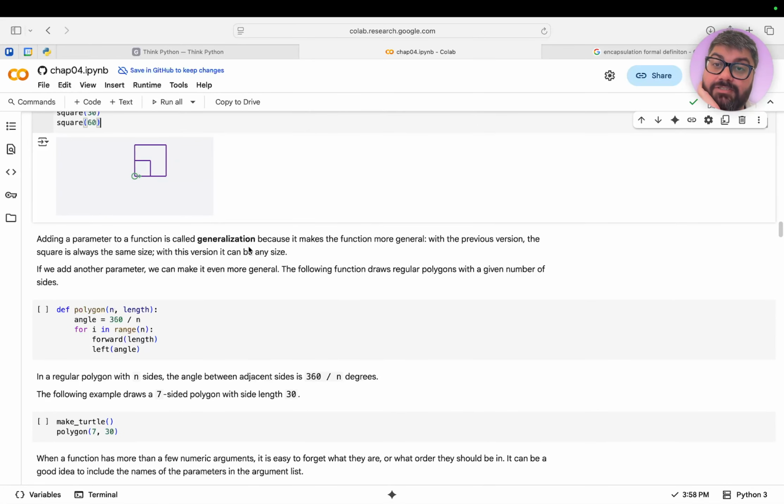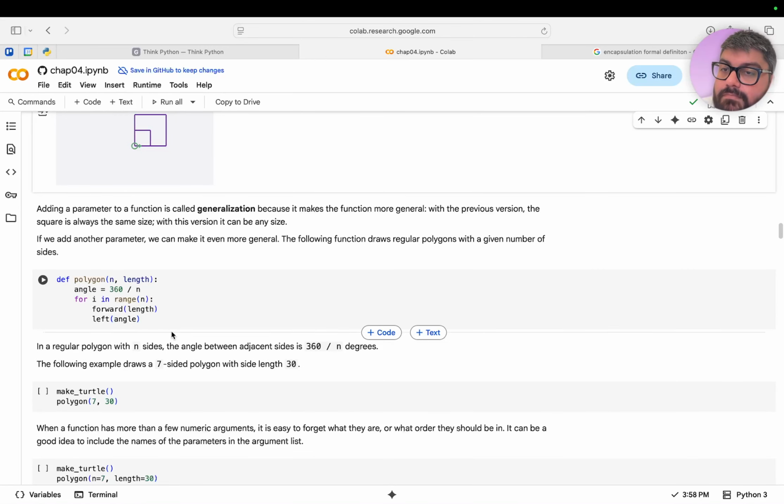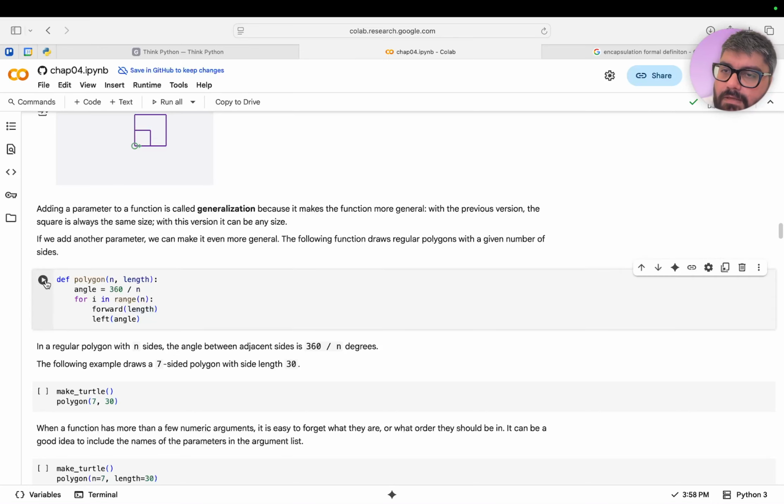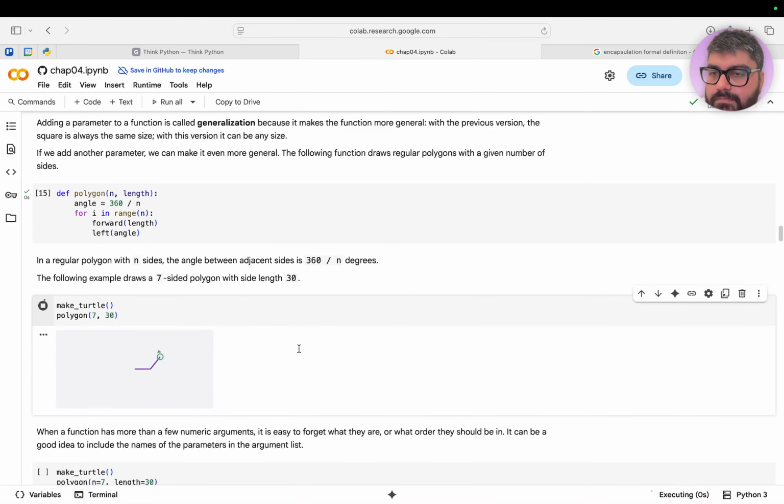Adding a parameter to the function is called generalization because it makes the function more general. With the previous version, the square is always the same size. With this version, it can be any size. If we add another parameter, we can make it even more general. The following function draws regular polygons with a given number of sides. A regular polygon. Okay. 360 divided by 3. Oh yeah, that would be 120. So it would make a triangle as well.